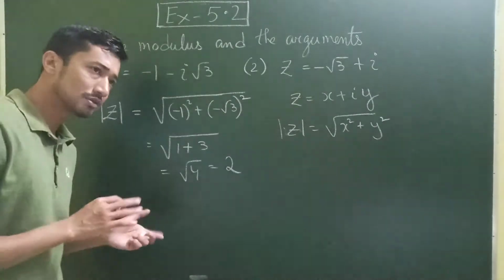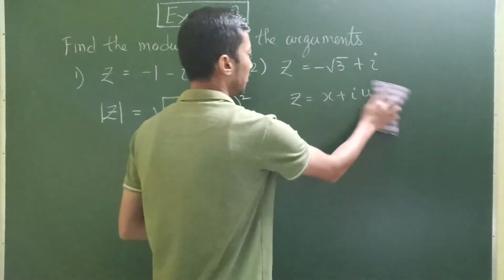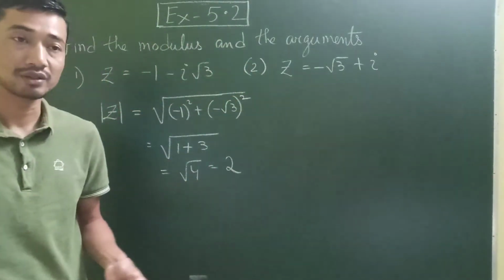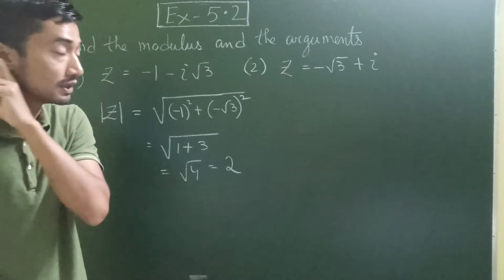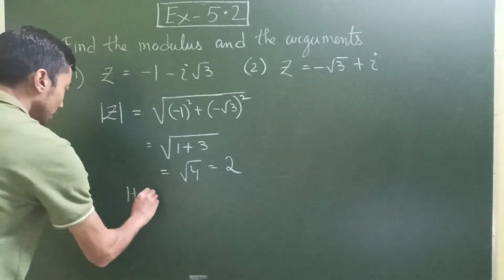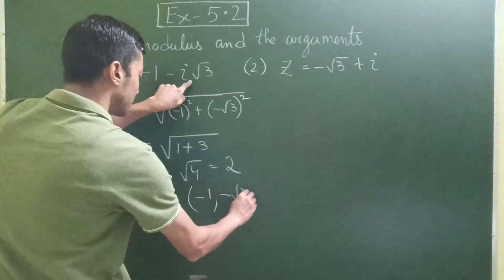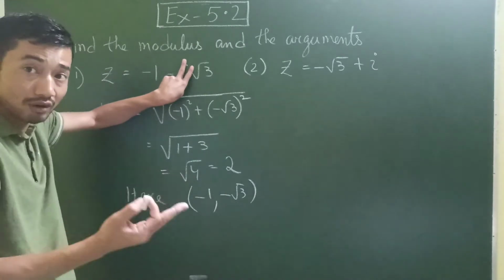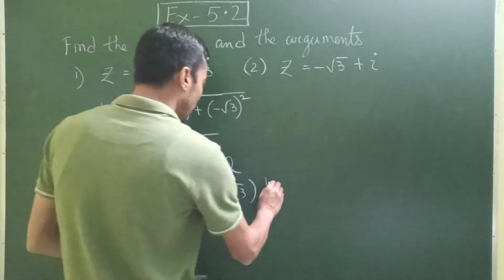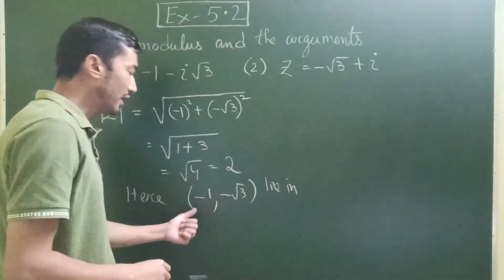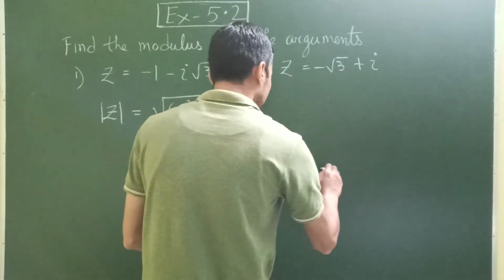The argument. There are 3 different ways of finding the argument. Generally, I prefer the method which I gave in the previous video, directly finding the argument if we can get the quadrant of that complex number. So here, what is the polar coordinate? It's -1, minus root of 3, ignoring this i. Polar coordinate only in the Argand plane. Now, we studied in that last video, this lies in which quadrant? It lies in the third quadrant.